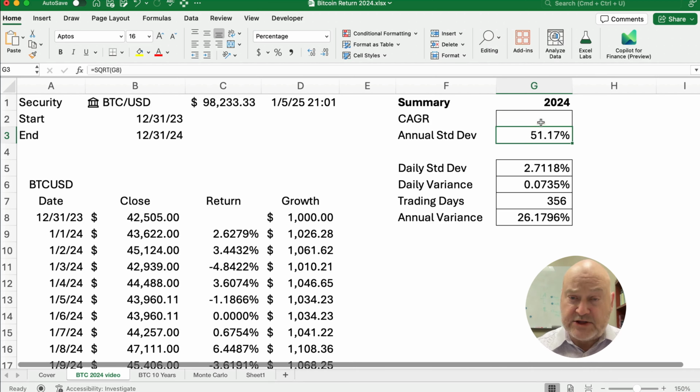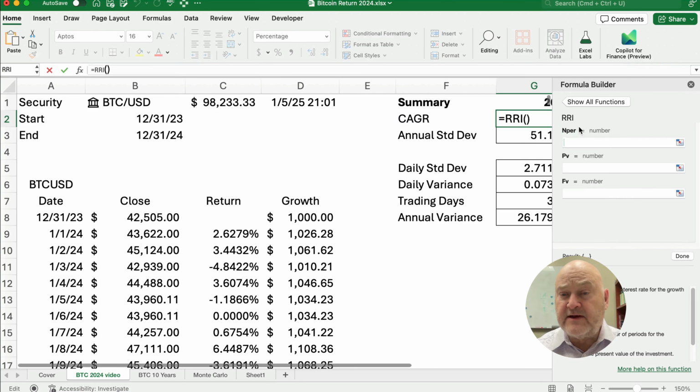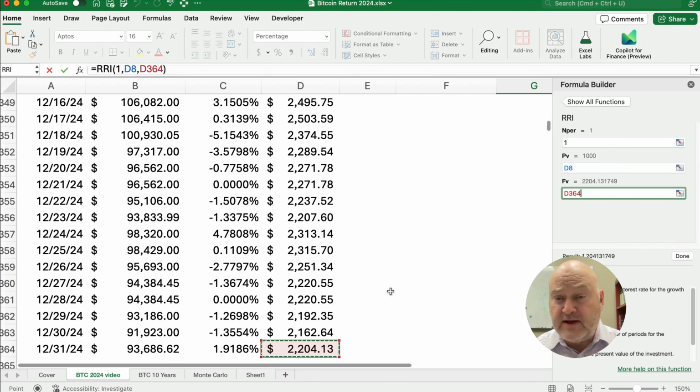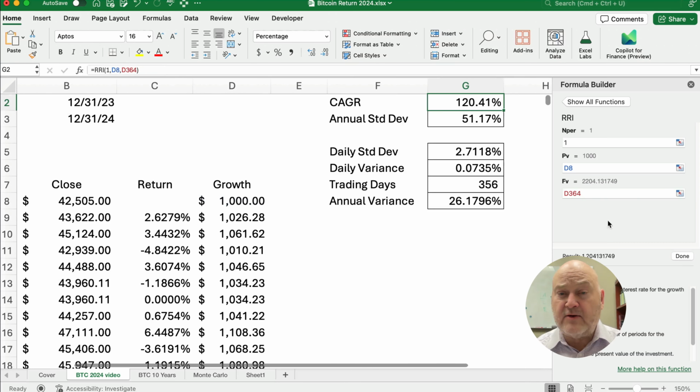But what is our return? Our return is going to be, I'm going to use the RRI function. The RRI function is the rate of return. The number of periods is going to be 1. So 1 year, so we're going to annualize it. The present value is going to be 1,000, and the future value, it grew to this number here. So what is our rate of return?